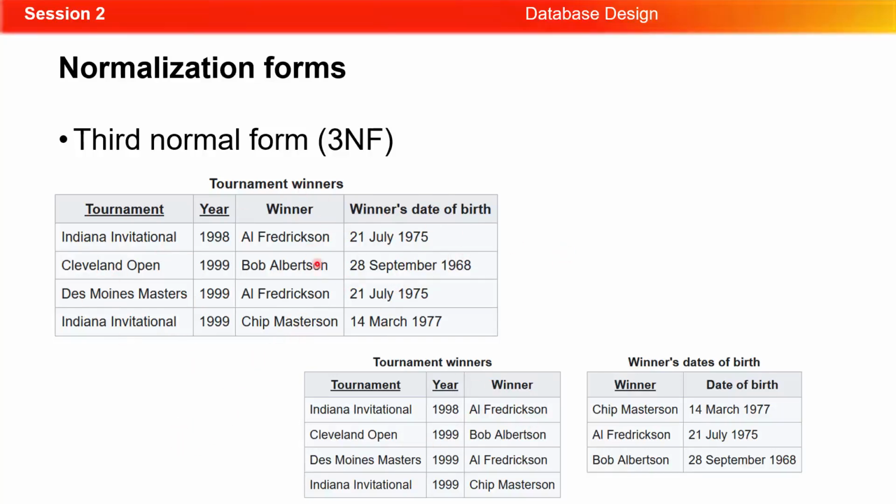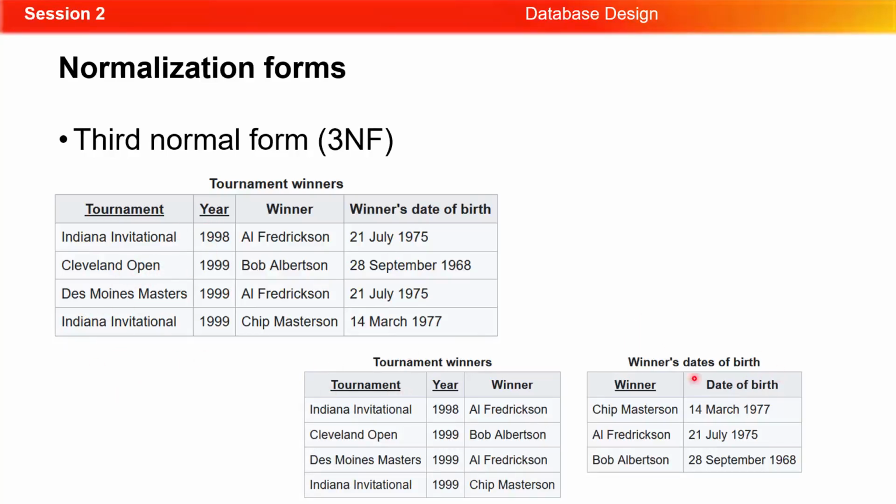So in this case, we can see there is a dependency here. If we look at these tournaments, we can see the winners, but we can also see the winner's date of birth. And we may want to be able to get the date of birth for the winners independently from knowing the tournament in which they were the winner.